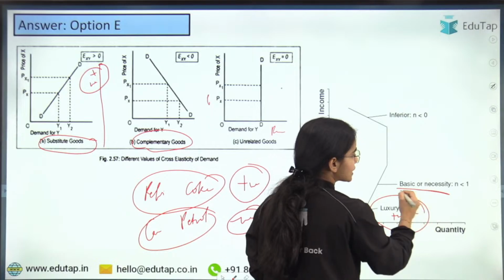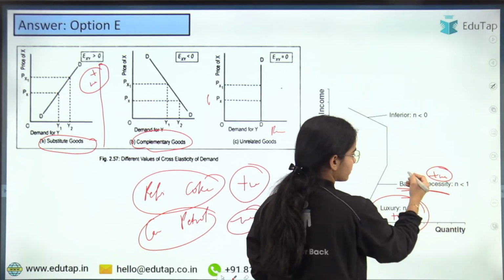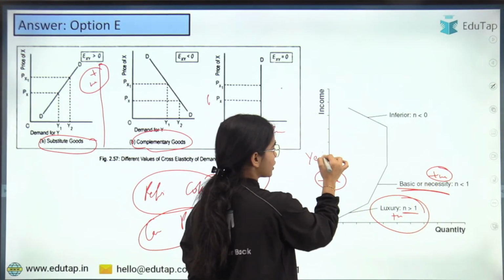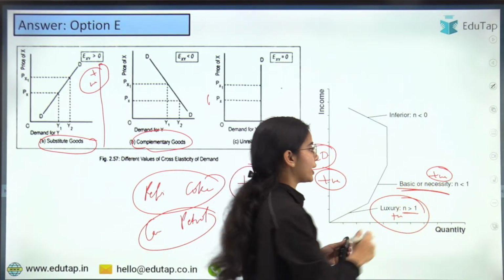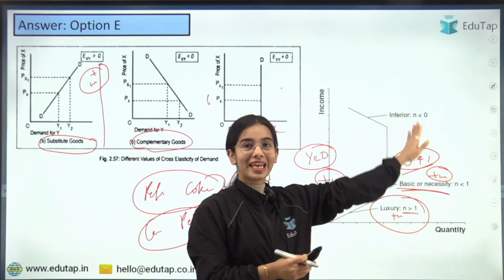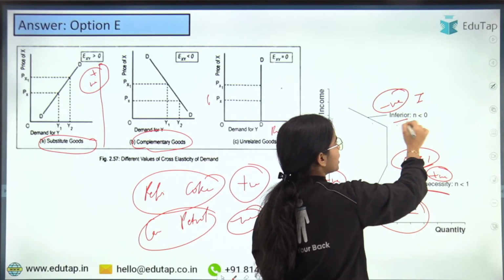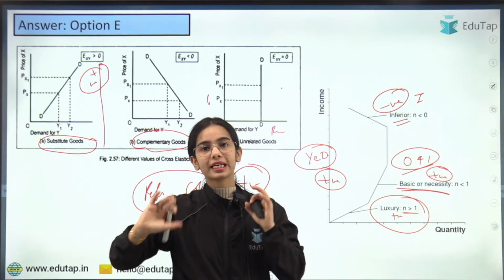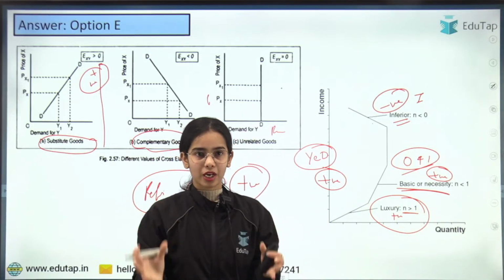Income elasticity of demand: luxury goods have positive income elasticity of demand, that is greater than 1. Basic or necessary goods also have positive income elasticity of demand, but the value is between 0 and 1. The inferior goods have negative income elasticity of demand, let's say white bread in comparison to brown bread. So white bread is an inferior good, so it has a negative income elasticity of demand. I hope this is clear.